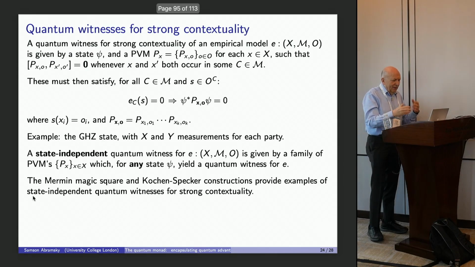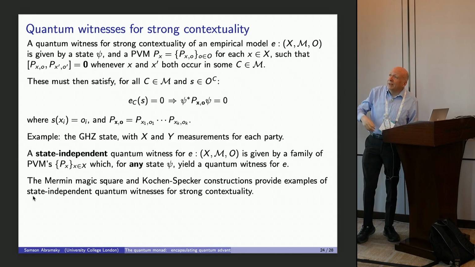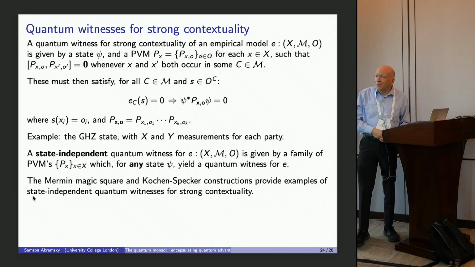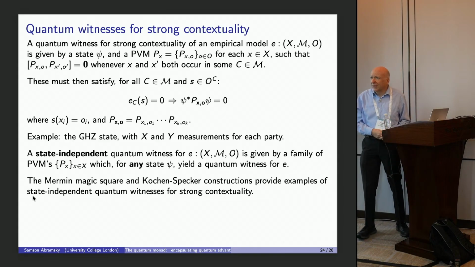Well, how can we get a quantum witness for strong contextuality? Again, we assign a state. To realize this sort of structure of data, we assign a state, and we interpret the measurements by various PVMs or POVMs, then we can just compute the probabilities using the Born rule in the usual way. And indeed the Mermin magic square that we saw earlier and various Kochen-Specker constructions provide examples of state-independent quantum witnesses for strong contextuality.